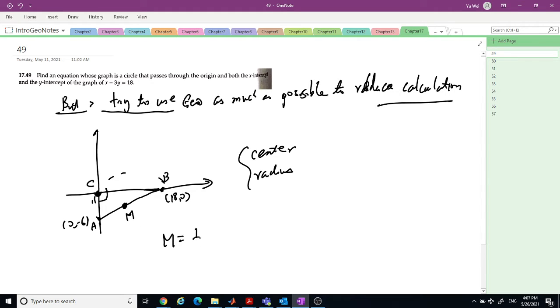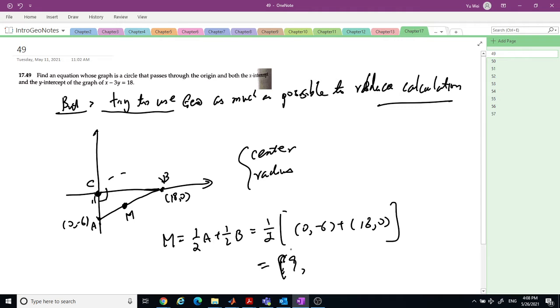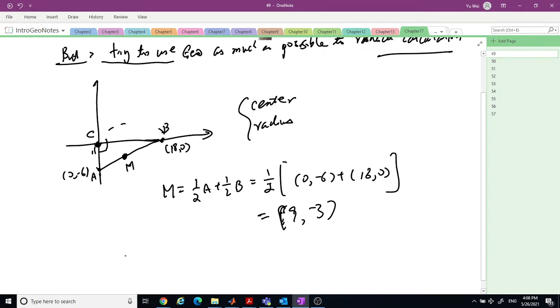So M is equal to half of A plus half of B, which is half of (0, negative 6) plus (18, 0). So it's (9, negative 3). We already know the center. Now the second part is the radius. The radius will equal AM or BM, which is half of AB.